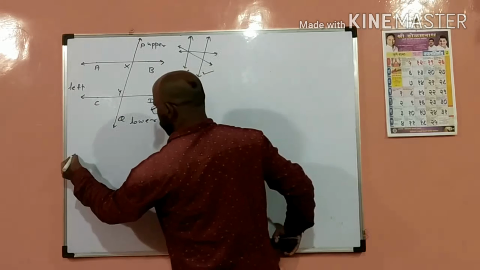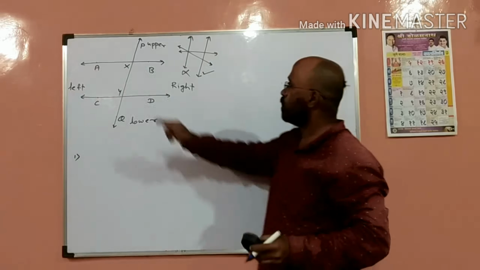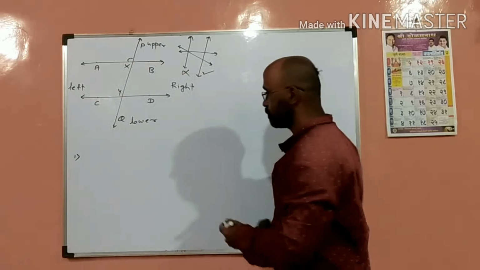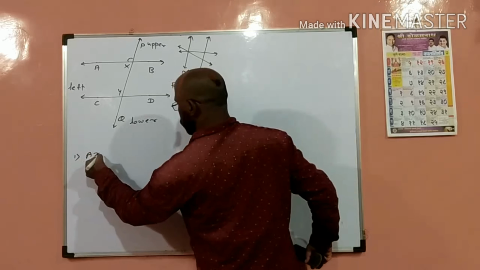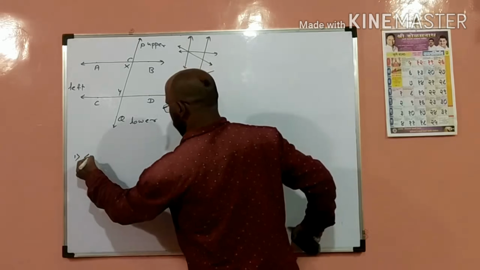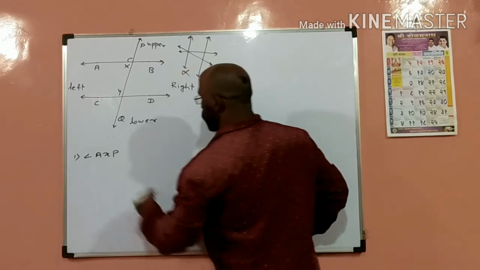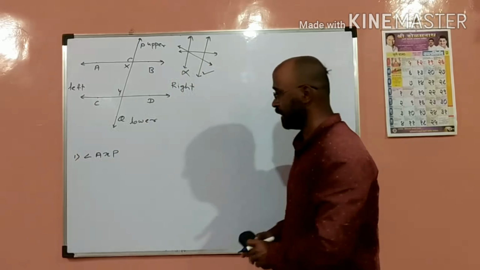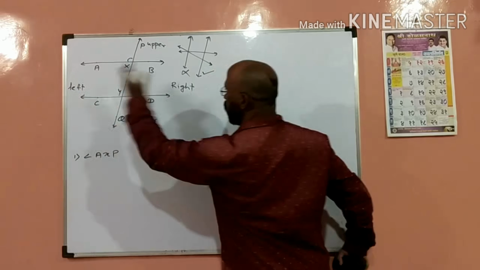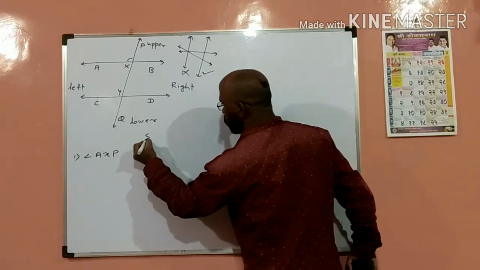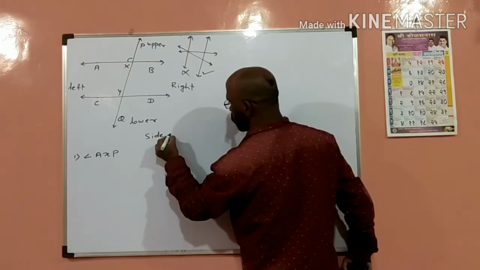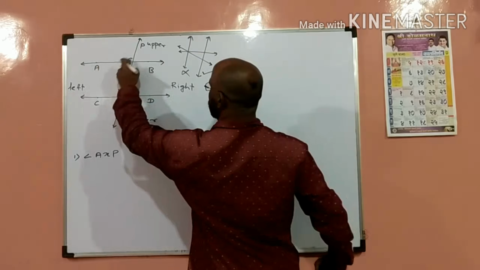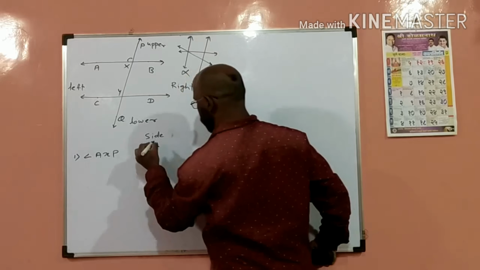So let's write. Suppose this angle. What is the name of this angle? Angle AXP. Now what I am expecting, students, is that we just write on which side of the transversal this angle is. So this angle, on which side is it, left or right? So here we have to write the side of the transversal. This angle AXP is on the left side. Clear, students?